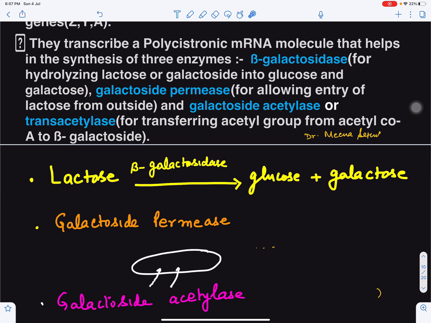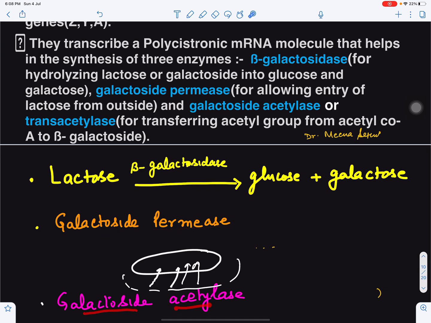If we see lactose when added into the bacterial medium, it will be converted simply into glucose and galactose by beta-galactosidase. Now if we have this Escherichia coli bacterium and we have lactose in the outer medium, this has to enter into the bacterium. This will be done with the help of galactoside permease. I mean, this will allow the entry of lactose into the bacteria. So this is called galactoside permease.